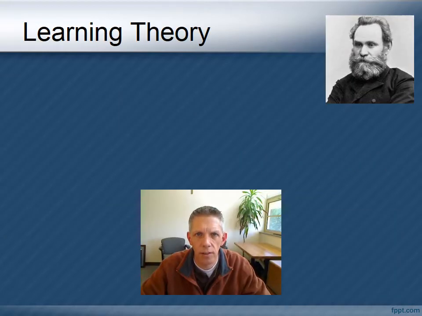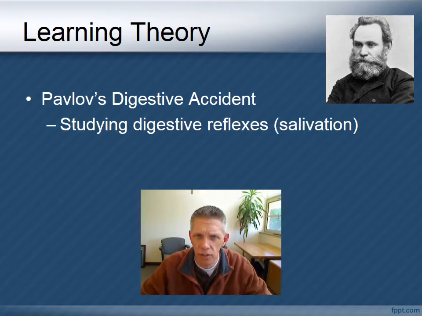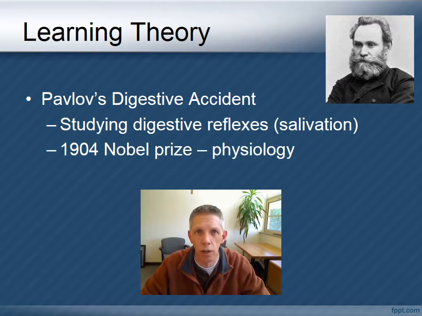All right, to understand the roots of learning theory, we need to go back a little ways. That's Ivan Pavlov there, who was a Russian scientist. He was a physician, and during the late 1800s was doing some research and had what I like to call a digestive accident. Now, you and I have probably all had digestive accidents, but his was a little different. He was studying digestive reflexes, essentially salivation, using animals, and his work was groundbreaking enough and important enough that in 1904 he was awarded the Nobel Prize in Physiology.